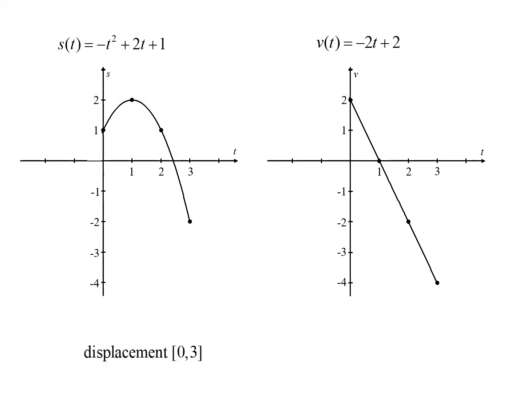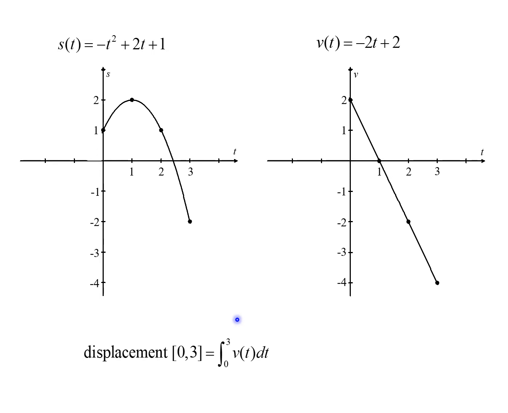What is the displacement of the bug on the number line in the time interval from 0 to 3? Well, let's take a look at the velocity graph first. And the displacement from 0 to 3 is represented by this definite integral. The definite integral represents a net area.